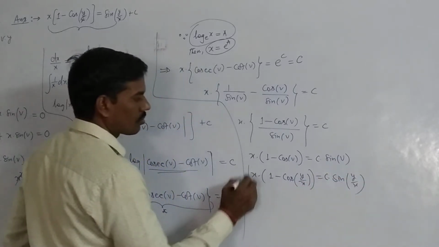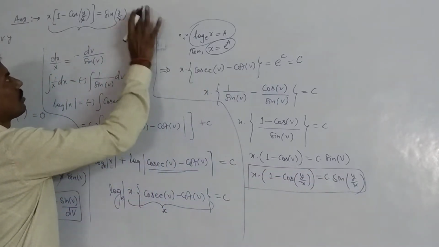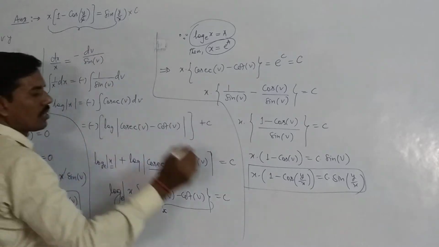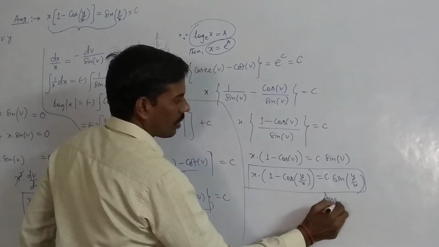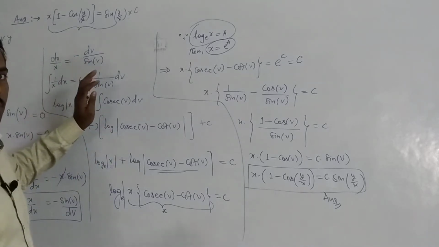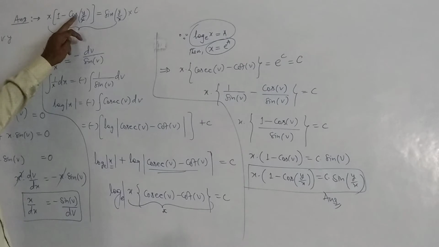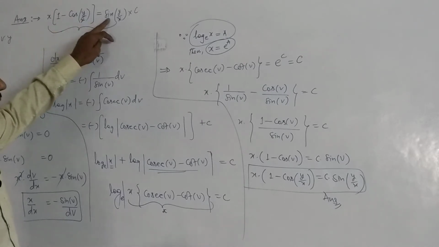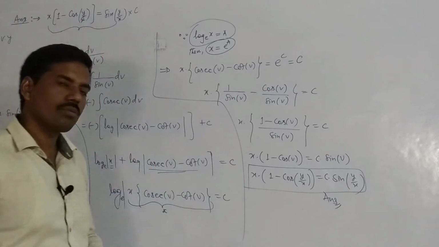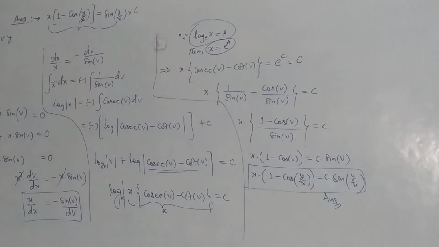So this one is our answer, matching with the answer of the textbook, new syllabus. The answer is x into 1 minus cos of y by x is equal to sine of y by x into C. Okay, students, any doubt? Tell me. Clear? Okay.